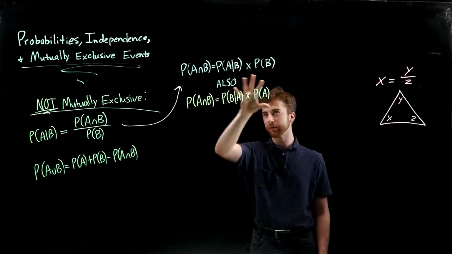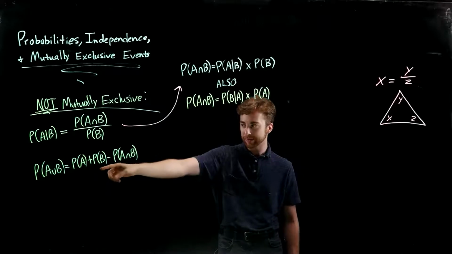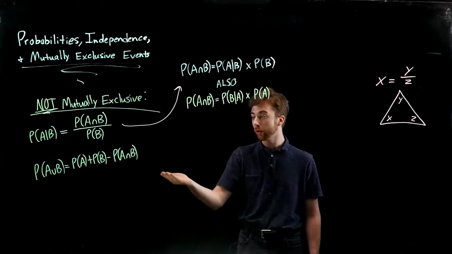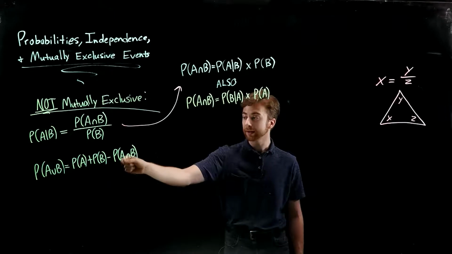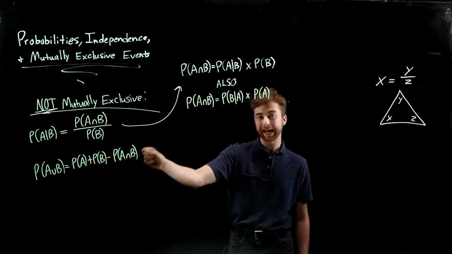And I'll show you what we're doing right here in just a moment, but to go ahead and wrap this part up, if you're looking for P of A or B, you would just take your P of A plus your P of B and subtract P of A and B happening at the same time.